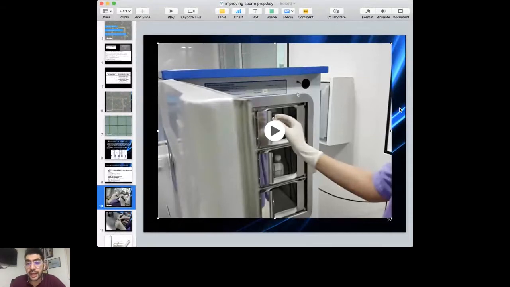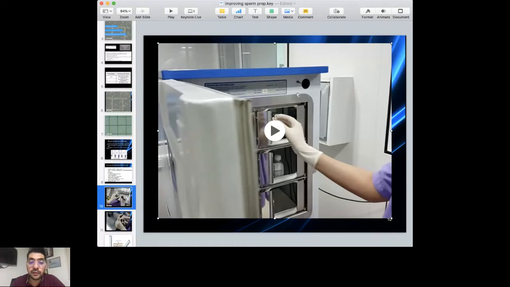If you're using HTF or if you're using HEPES for swim up, you don't really need an incubator for this, and you can put the tubes in a test tube warmer or on a warm block, and they can be on your laminar table itself. So these are again small things to understand.